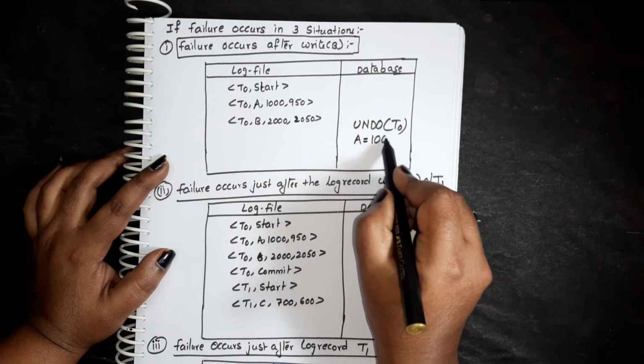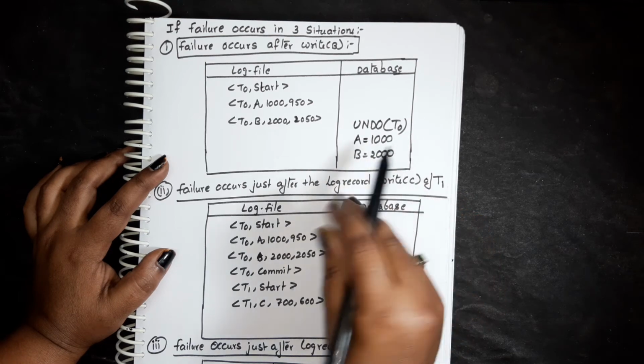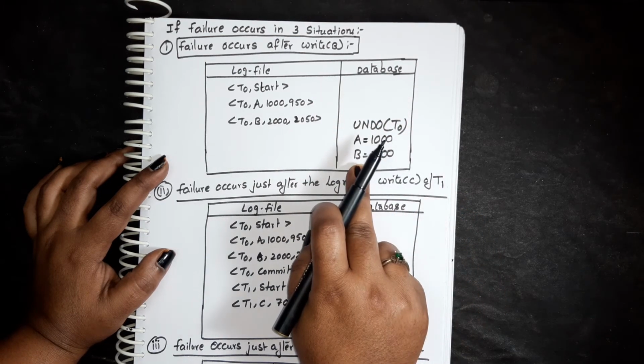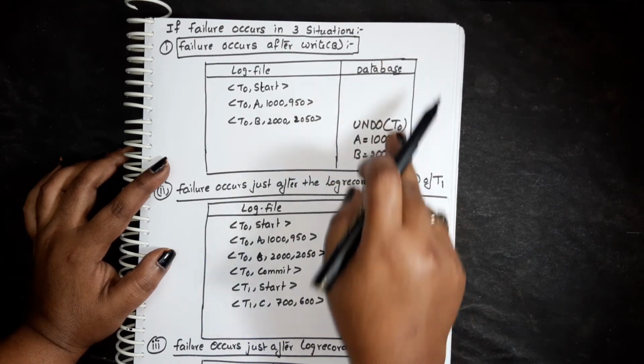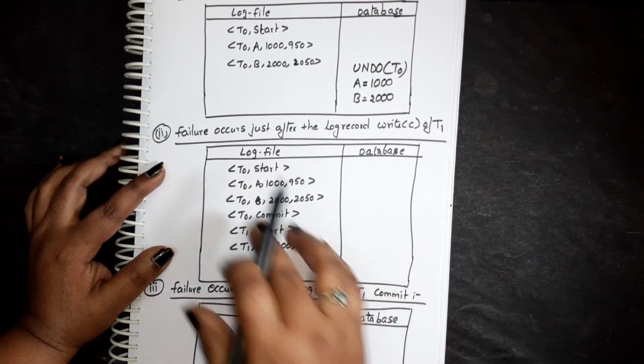Finally, you are going to restore the values of A and B with the initial values. Now, the value of A is 1000 and the value of B is 2000. So likewise you are going to keep the data values of A and B in the database after a failure occurs. Then moving to the second situation.